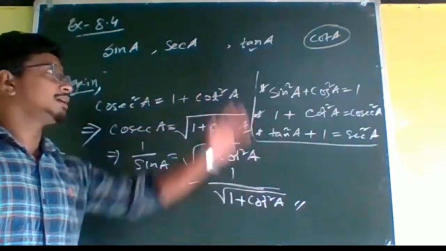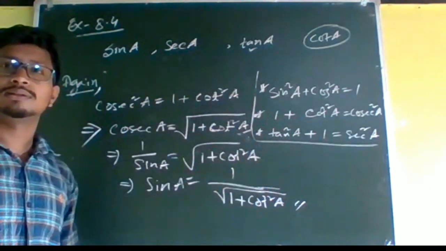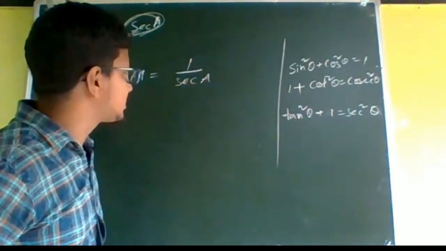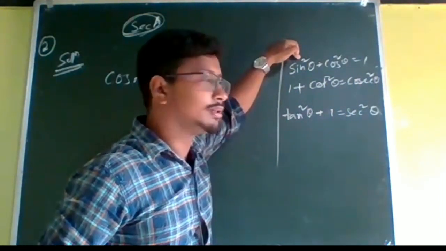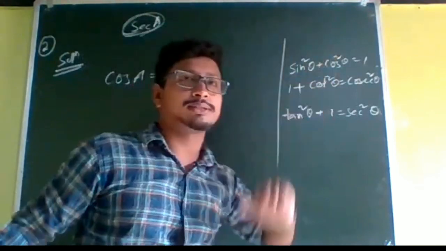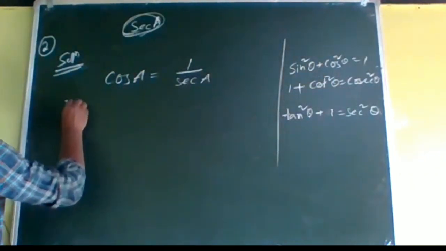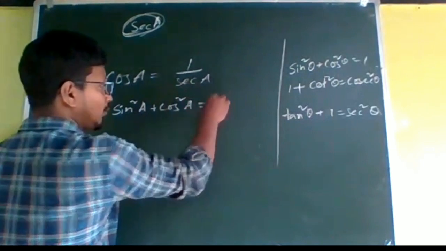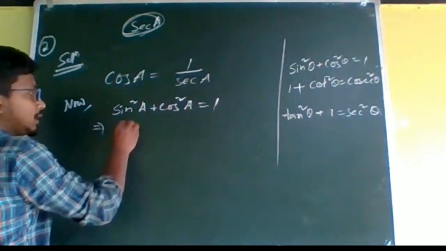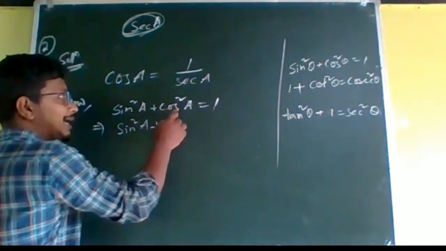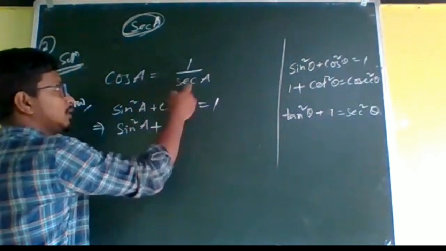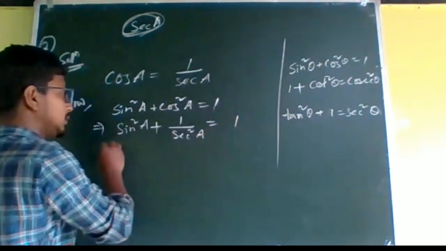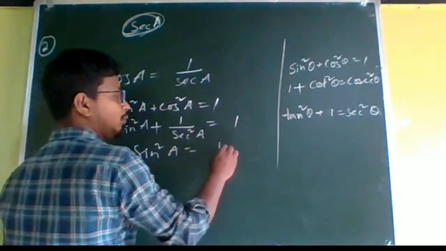They are asking us to express sin in terms of cot, sec in terms of cot, and tan in terms of cot. Finished. Here they have given cos, which will help us to get sin. If we put the value of cos a in the first identity, sin square a plus cos square a equal 1. So sin square a, keep it like that, plus cos a whole square, that means cos square a, that means 1 by sec square a, and that side we have 1. So finally sin square a equals 1 minus 1 by sec square a.